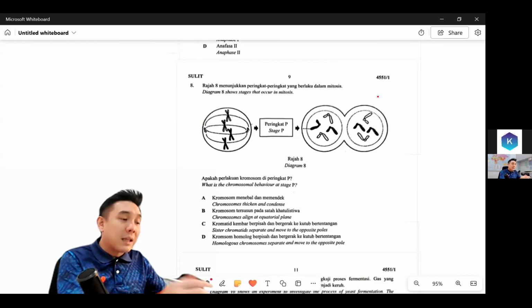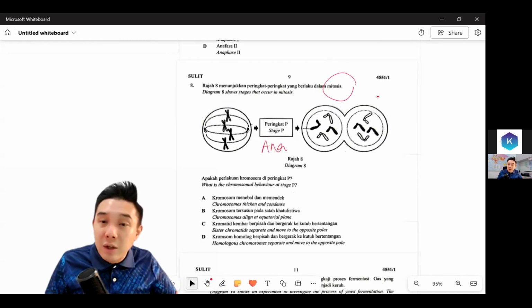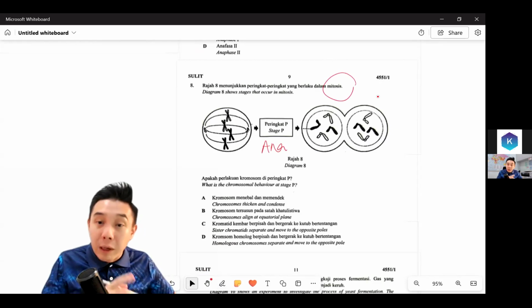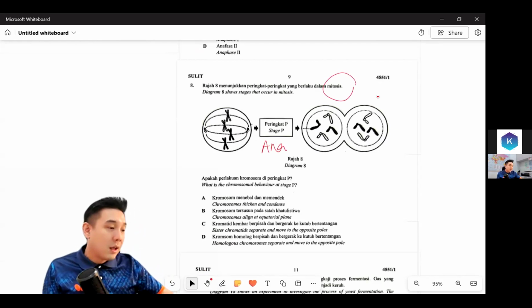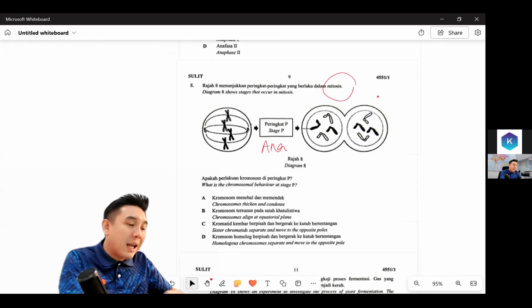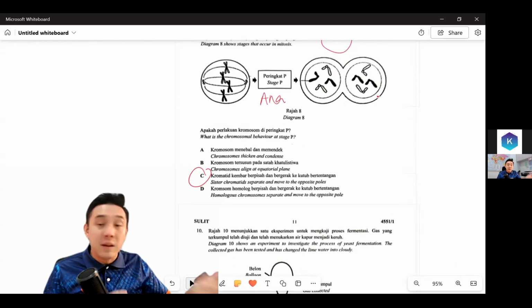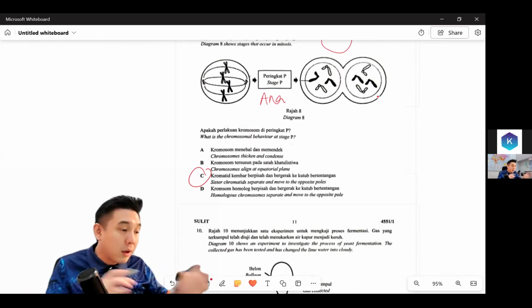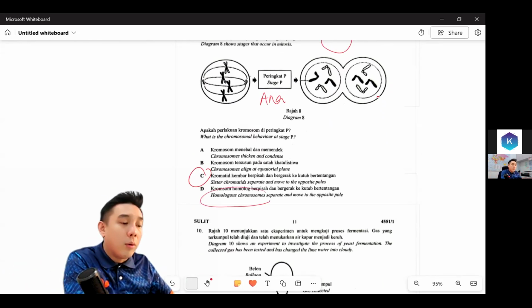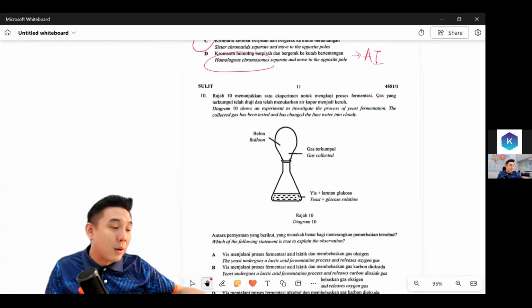From metaphase then anaphase. Why just anaphase, not anaphase 1, not anaphase 2? Because it is mitosis. So during anaphase, the sister chromatid will separate and move to opposite poles. Guys, number 8C. Sister chromatid separate, not homologous. If we say homologous, this is for anaphase 1 only. This is only for anaphase 1.